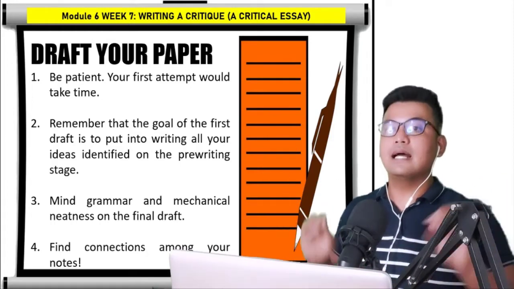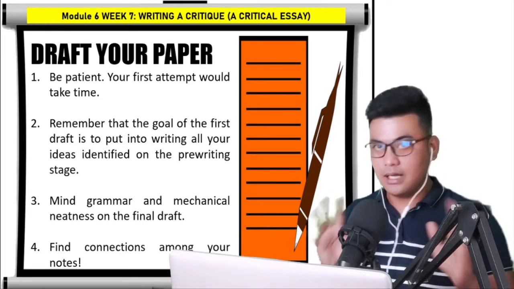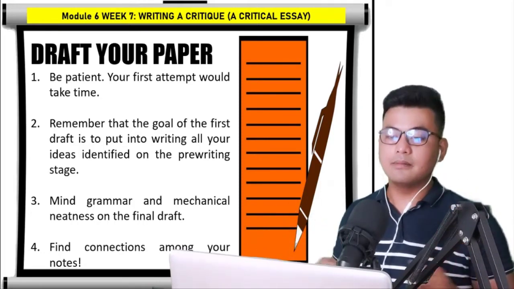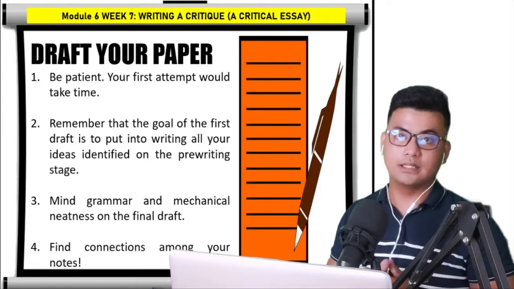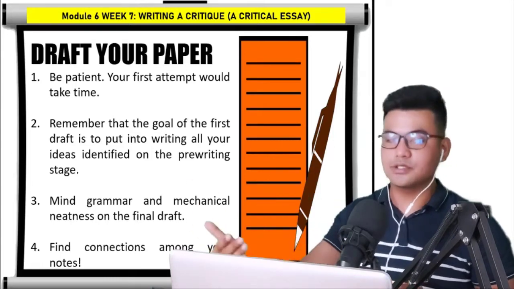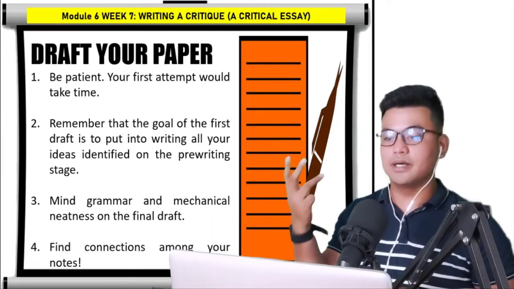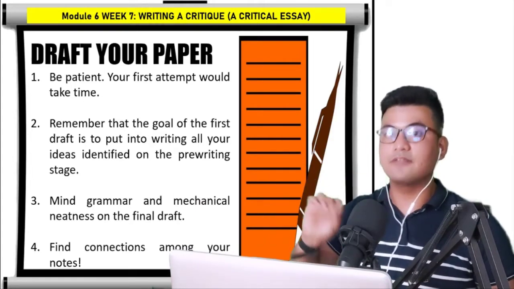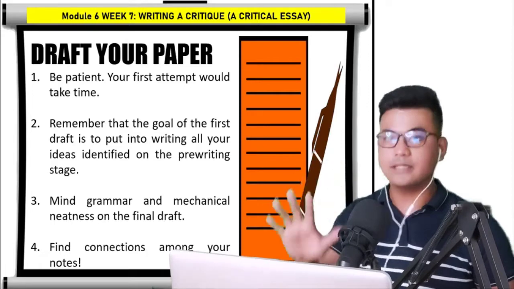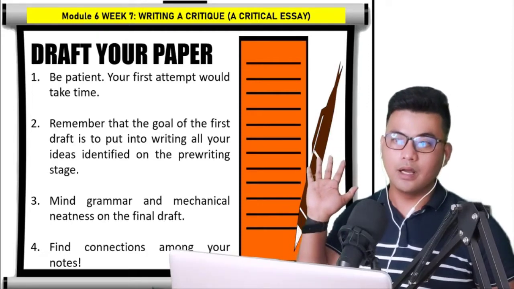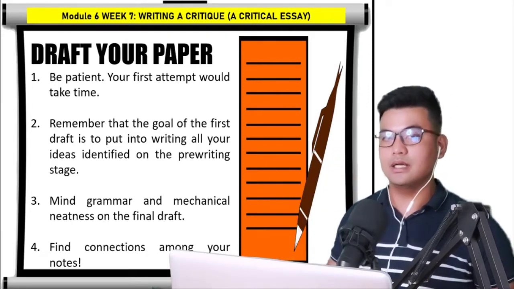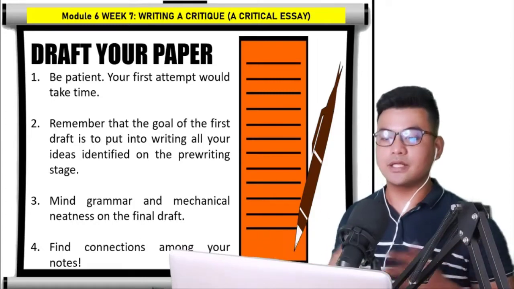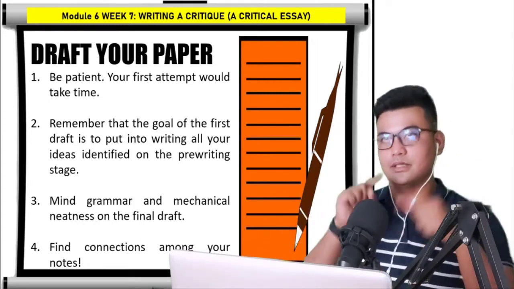Okay? Lahat lang ng mga nakita mo, lagay mo lang. Okay? Mind the grammar and mechanical neatness on the final draft. Okay? Pag tsaka mo na siya i-structure, ayusin yung grammar, ayusin yung organization. Kapag ano na siya, gagawin mo na siya sa final draft. Kasi sa first draft, you just write everything that you discovered dun sa iyong ikikritik. And find connections among your notes. Pag connect mo siya. Connect the dots.